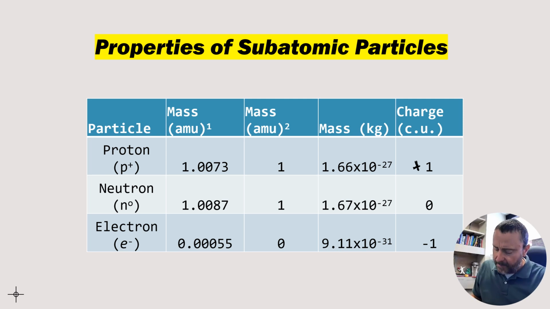It has a mass out there of times 10 to the minus 31st versus the protons and neutrons, which are times 10 to the minus 27th. They're all really, really tiny numbers, right? But times 10 to the minus 31st is about 1,000 times smaller than those of our protons and neutrons.